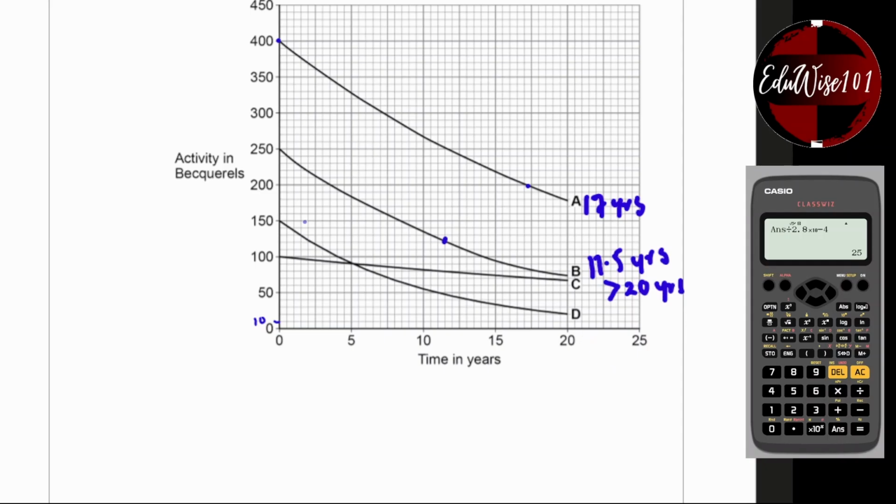And D goes from 150. Half of that is 75, which is here. Let's see, that's about 6.5. Yes. So D has the shortest half-life first, then B, then A, then C.